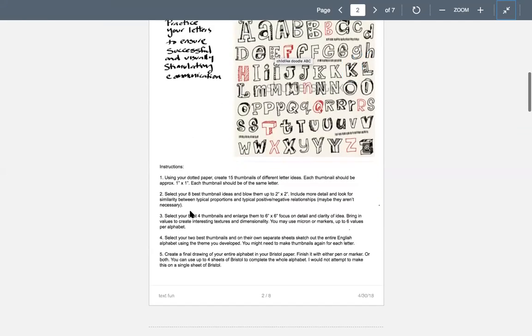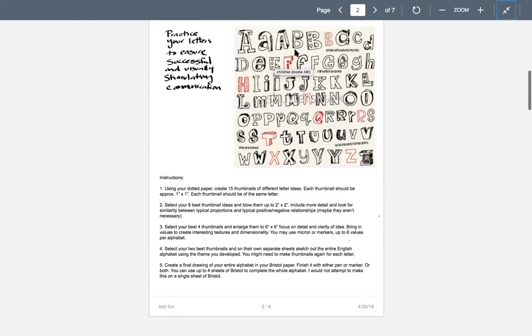So you're going to use your dotted paper pad, your sketchbook, and do 15 thumbnails of different letter ideas. So this is where you would explore all these different letter ideas. Something about 1 inch by 1 inch. Each thumbnail should be the same letter. So what does that mean? That means that you're going to do 15 thumbnails. Each thumbnail will be the same letter, but it's 15 different interpretations of the same letter. That's going to be helpful for you because you're not quite worrying yet about the way that an R might look versus a T.